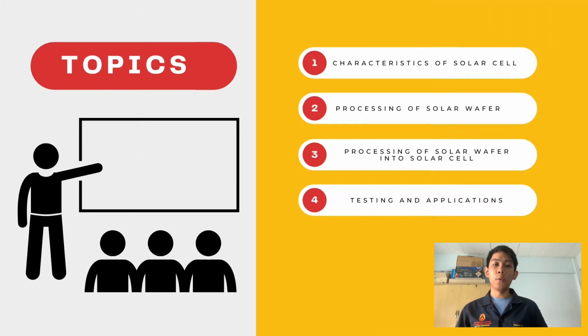In this video, we are going to talk about the manufacturing of solar cells. Our main point is to make everyone understand the working principle and construction of solar cells. Our presentation is going to cover 4 main points. Firstly, we will talk about characteristics of solar cells. Secondly, processing of solar wafer. Next, processing of solar wafer into solar cell. Finally, we would like to talk about test and application.